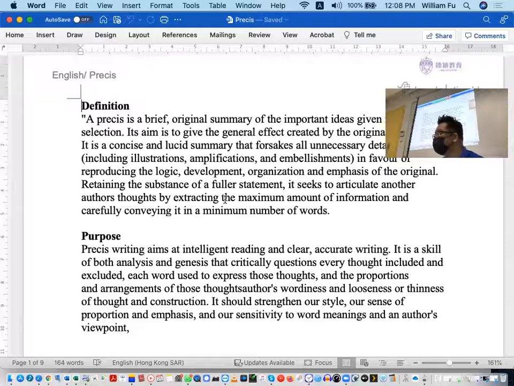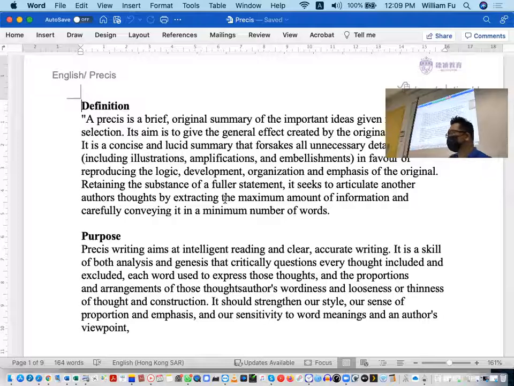All right, in favor of reproducing the logic, development, organization, and emphasis of the original. Remember logic. Retaining the substance of a fuller statement. It seeks to articulate another author's thought. You must use your own words to articulate the thoughts, another author's thought, by extracting the maximum amount of information and carefully conveying it in a minimum number of words. That's why it's difficult.